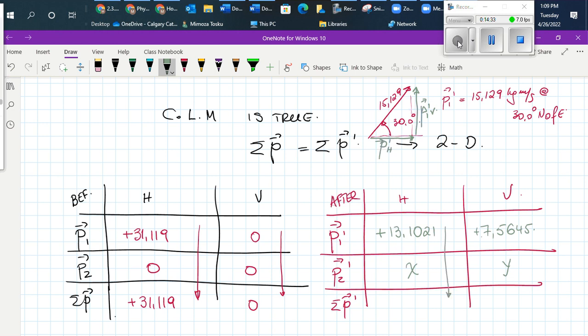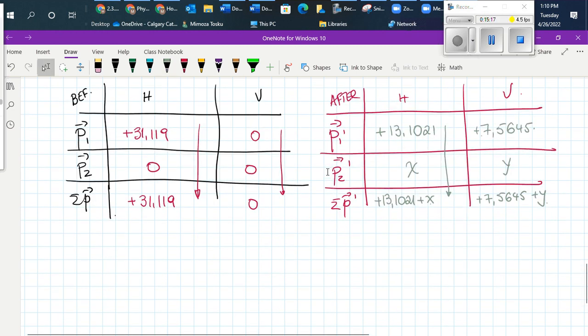So when I'm adding those two, I will have a horizontal component of momentum of the objects after the collision as positive 13.1021 plus x. And the vertical will be positive 7.5645 plus y. Now you may say that, well, Miss, the vertical is negative. Don't worry about it. Math will tell you what it is. You don't even have to think about it anymore. Why? Because math will tell you. And how is it going to tell you?